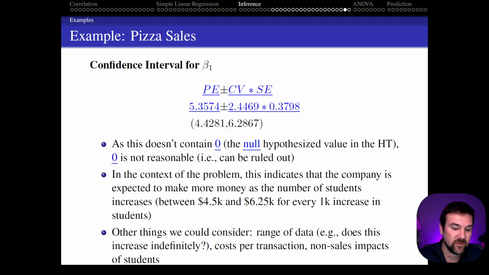Other things, we talked about the range of the data. We didn't consider cost per transaction. So this is in sales, but that doesn't necessarily relate to profit. So I have to consider how much it costs to make a sale in terms of the ingredients to make the pizza, but also in terms of staff time, the location and building rent and electricity, the cost to heat the ovens, the cost of software to run pizza orders, and just all this other stuff. So lots of other things to think about in this context.